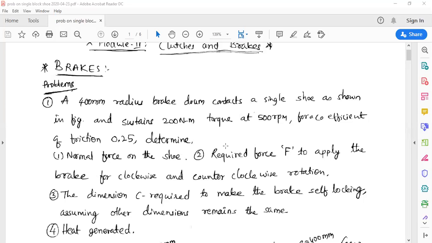Hello, dear students. Welcome back to the session on Module 4, clutches, design of clutches and brakes. We have completed the clutch portion, and now let us consider the problems on single block brake. The theoretical concept of a single block brake we have already discussed in the previous session.